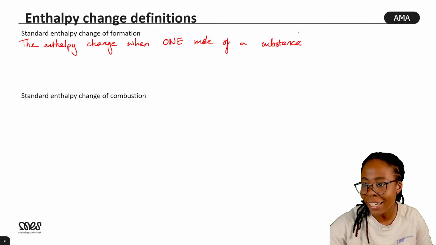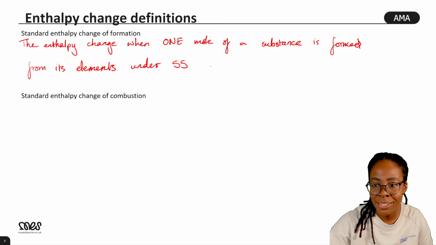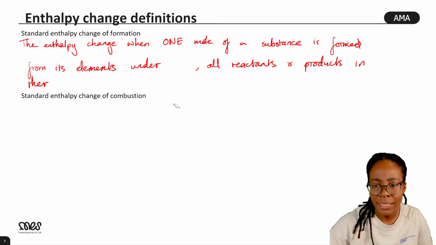Okay, fantastic, lovely, great. Chinwendu is formed from its elements under standard conditions. Lovely. I'm just going to write SS. All reactants and products in their standard states. Oh wait, that should be SC. Let me just write the words. Let's not take any shortcuts until it's time to take shortcuts later on. Lovely.